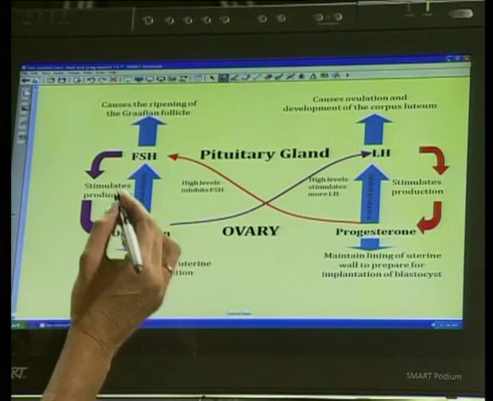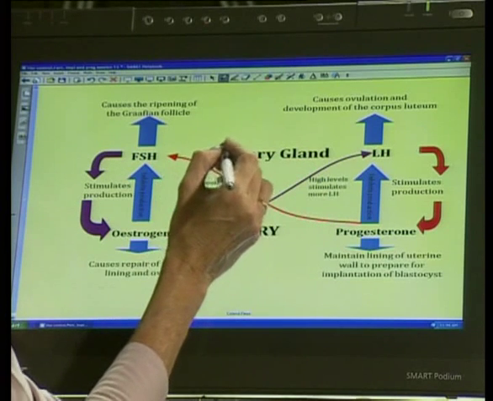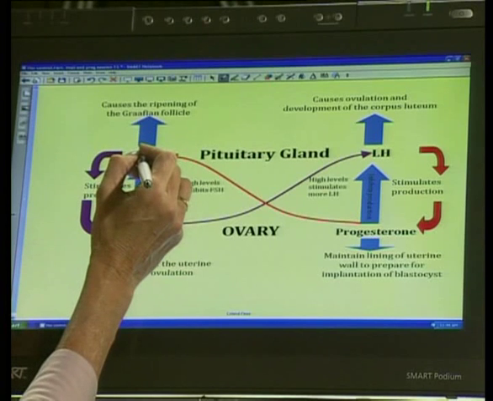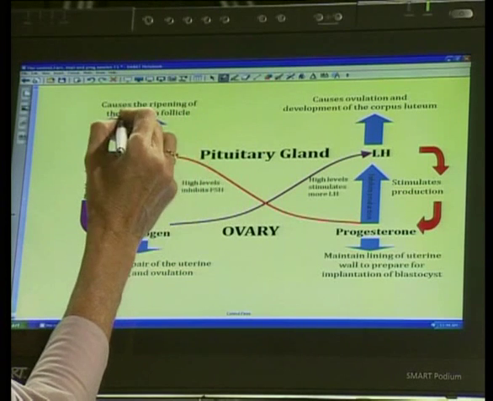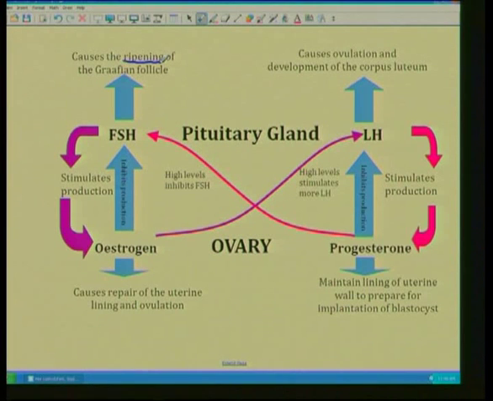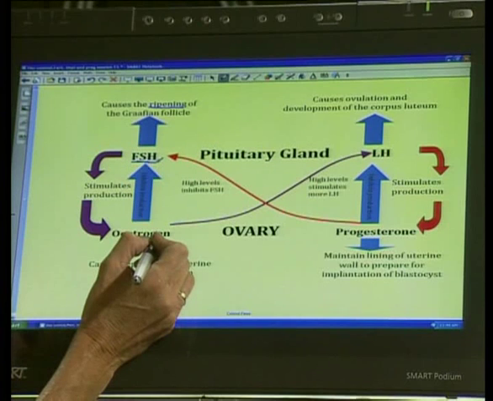So let's start here. We have the pituitary gland, and the pituitary gland releases follicle-stimulating hormone. Follicle-stimulating hormone causes the ripening of the Graafian follicle. So now we've got the follicle getting ready, and the follicle will then release the egg during ovulation only when estrogen is released. So follicle-stimulating hormone stimulates the Graafian follicle to ripen, and it stimulates the production of estrogen.